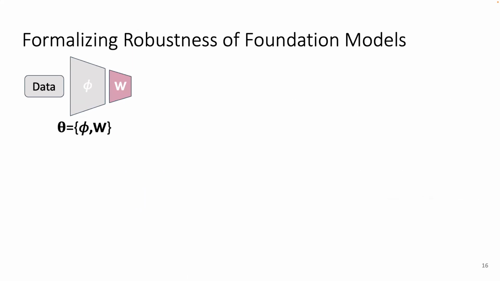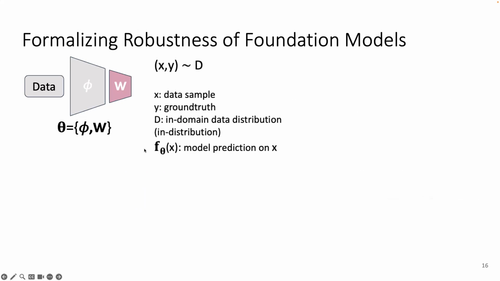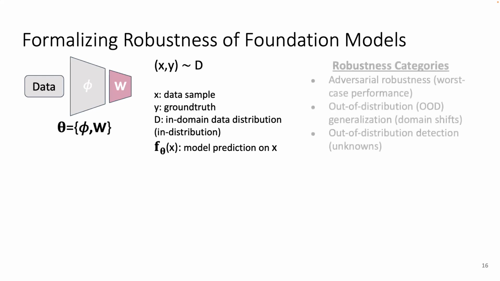Robustness is another very important aspect, because we want to make sure the model can be deployed safely and reliably. Some mathematical notation: we will use X to denote the data sample, and Y to denote the ground truth label, in most cases if it's a classification task. D will be the data distribution that those pairs are sampled from, and F theta, consisting of phi and W, is the fine-tuned model that we use to make a prediction on X.